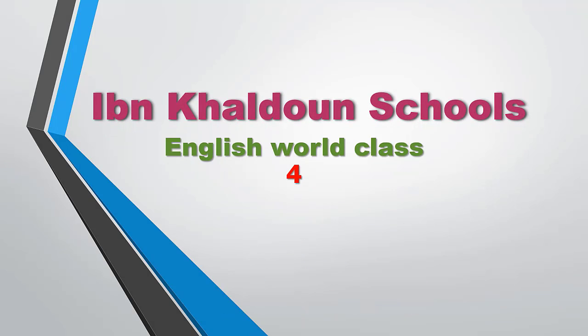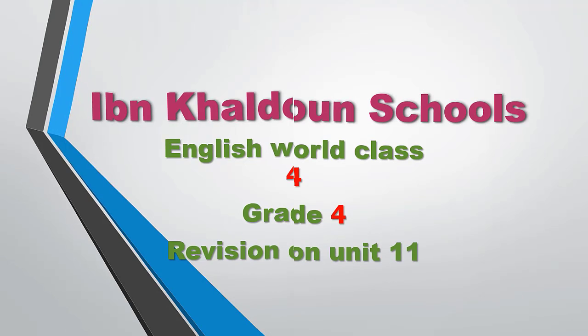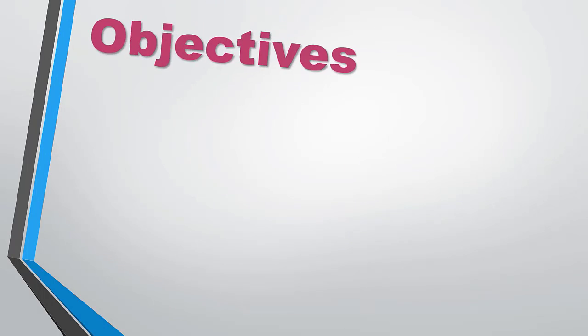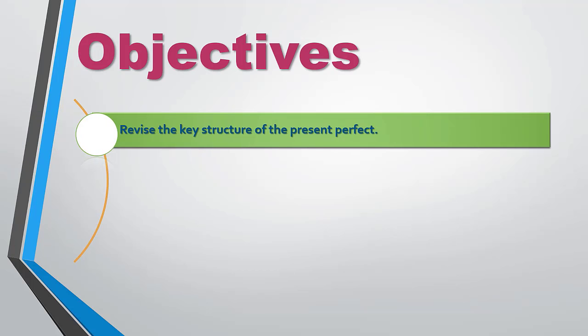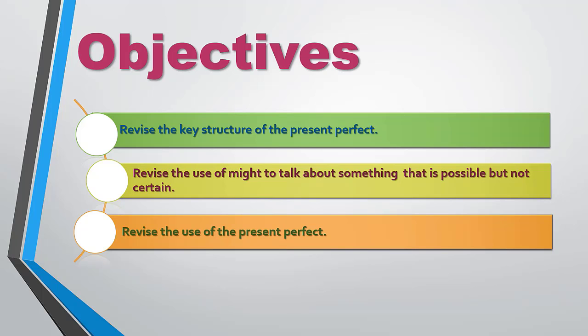Assalamu alaikum. This is Ashraf Habib from Yasmin section, Ibn Khaldun Schools, English World Class 4, Grade 4, Revision on Unit 11. Our objectives for today: revise the key structure of the present perfect. Revise the use of might to talk about something that is possible but not certain. And finally, revise the use of the present perfect.